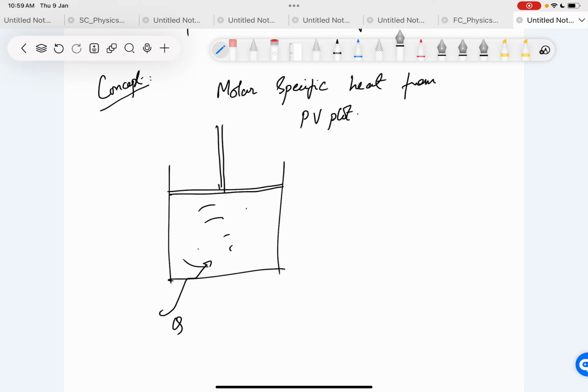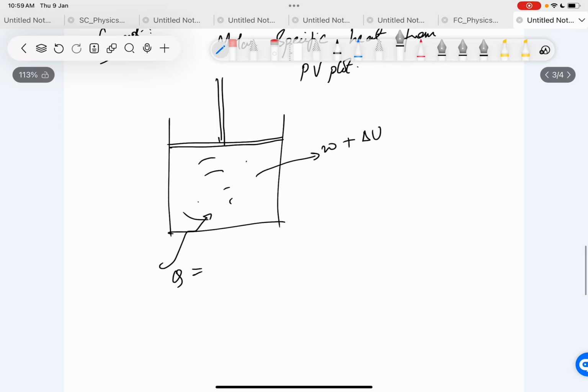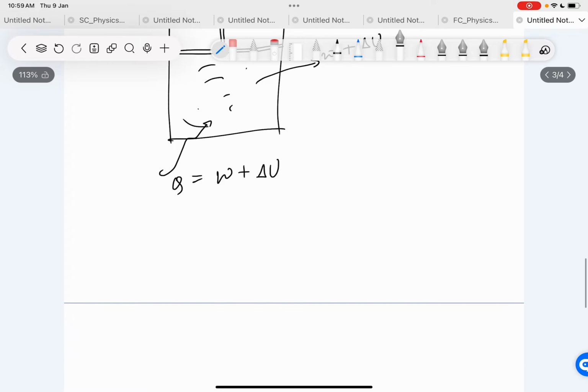You supply a certain amount of heat, it does a certain amount of work, and there is a change in the internal energy of delta U. From the first law, we write Q as W plus delta U. The Q value you can always write as number of moles into the molar specific heat multiplied by delta T. On this side, W is the work done, which you can find from the PV plot, plus delta U, which is nCV multiplied by delta T.